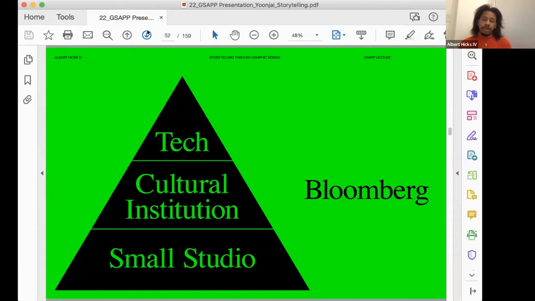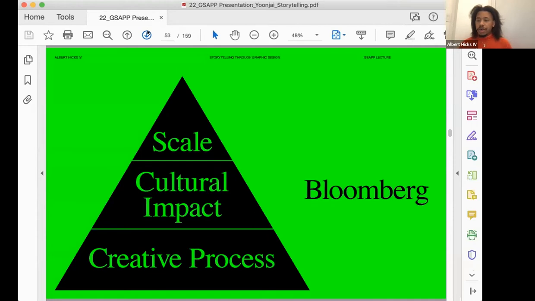In that pyramid, I didn't really talk about where Bloomberg fit, but Bloomberg is such an interesting place because it really takes from different parts of tech, different parts of this cultural institution, and different parts of a small studio. We're a smaller team, and it definitely has that same feeling of working together, crafting ideas together. And there's that cultural impact that Bloomberg has that's very similar to MoMA or Whitney, et cetera. Yoon-Jae, you called it a brand in itself, and I think that is really indicative of Bloomberg Businessweek today.